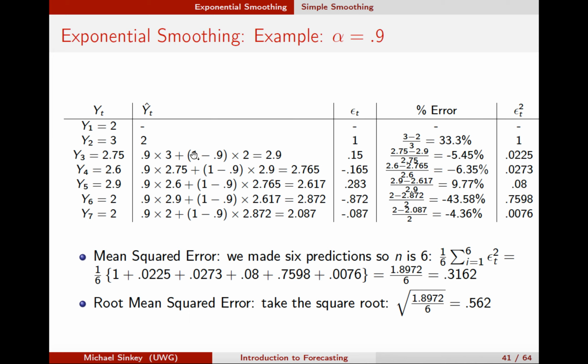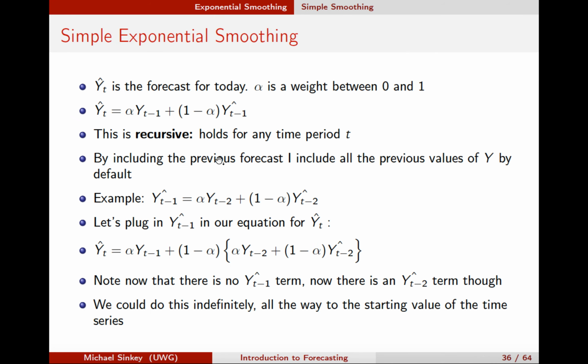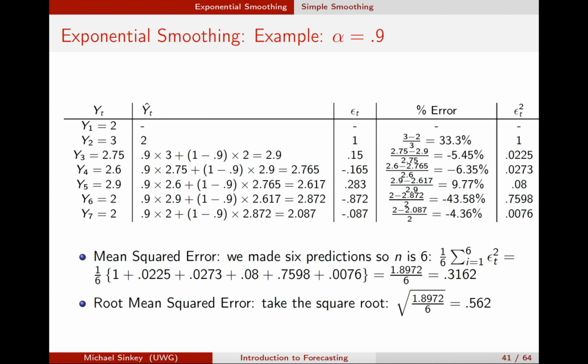Okay? Plus 1 minus 0.9. So I'm applying this formula here. 0.9 is the alpha. 0.9 continues to be the alpha, so 1 minus 0.9 is 0.1. So I have 0.9 times 3 plus 1 minus 0.9 times 2, that's 2.9.